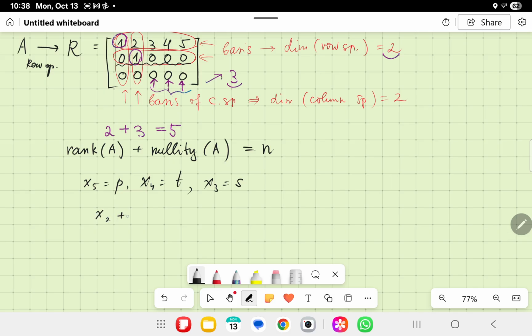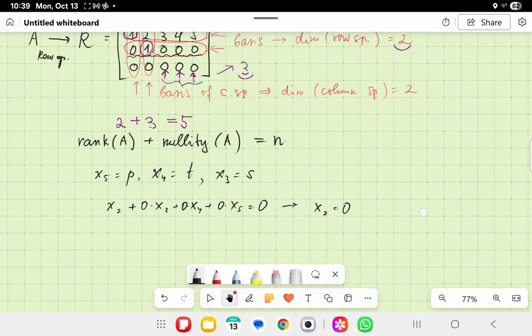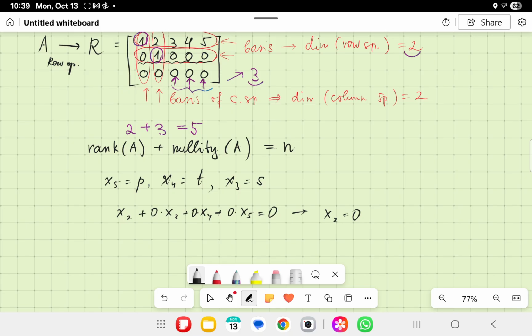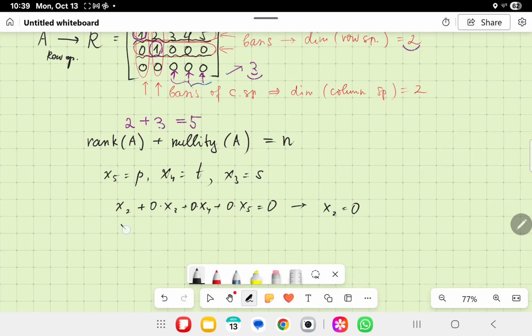x2 plus 0 x3 plus 0 x4 plus 0 x5 equals 0, a homogeneous equation, right? From where we can see 0, 0, 0, and that's going to mean that x2 equals 0. Well, a zero solution for one variable is not bad. So we have 0. And the last equation, the first one actually, we call it last, but that's going to be the first equation, is going to look like this.